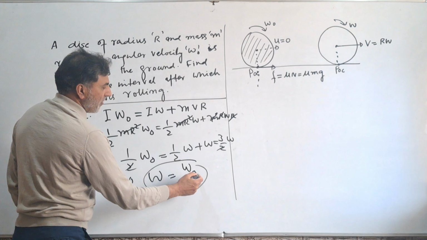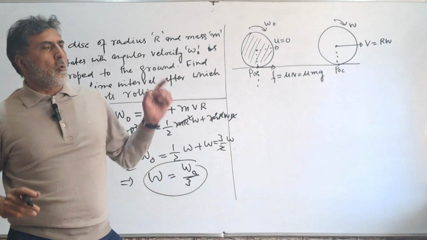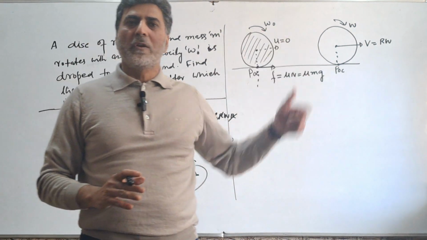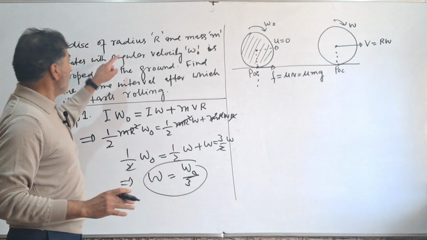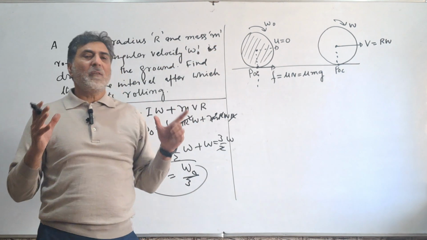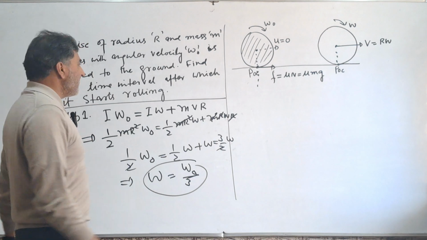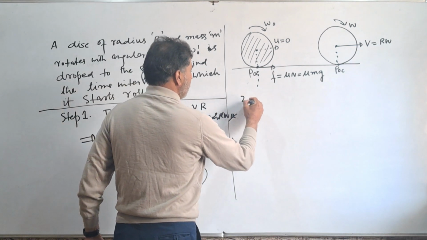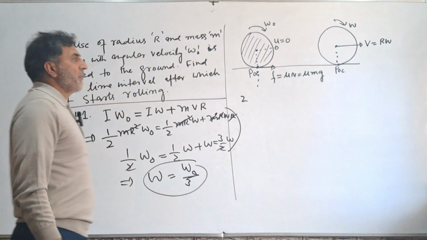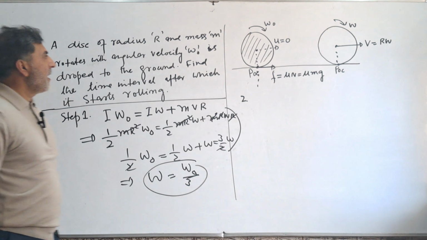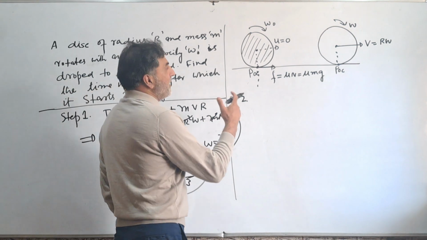So we got the answer to what? The omega, the angular velocity when it starts rolling, is 1/3 of the omega 0. So that means angular velocity has decreased. So next, step number 2, what should we do now? In order to find time, we had to do so many things.